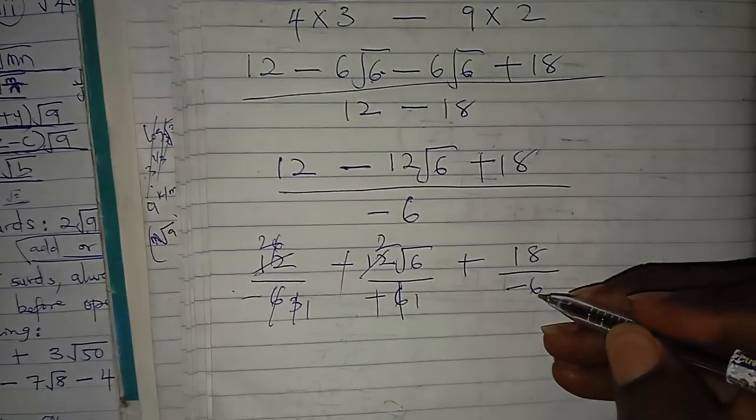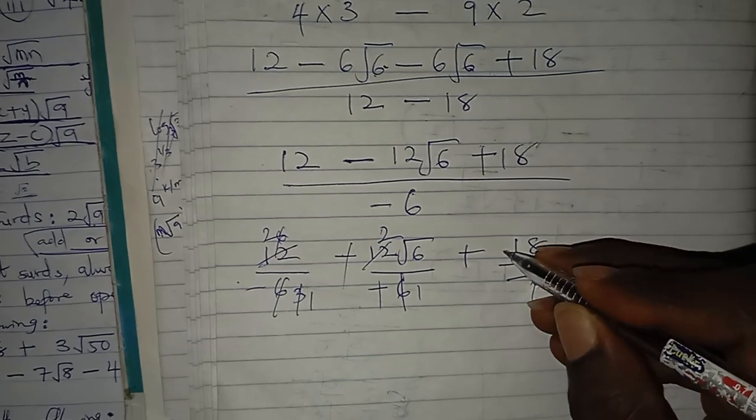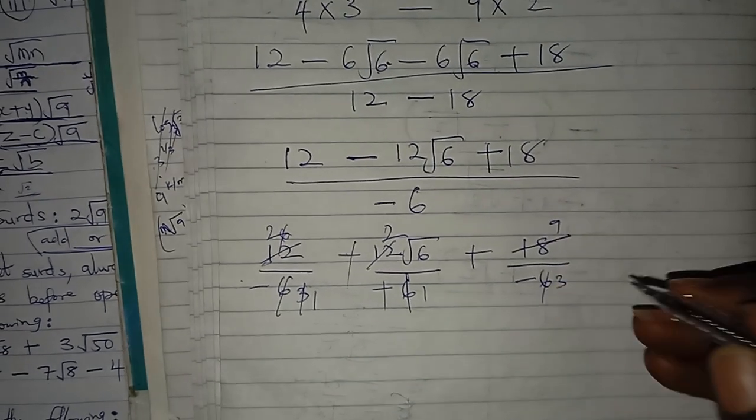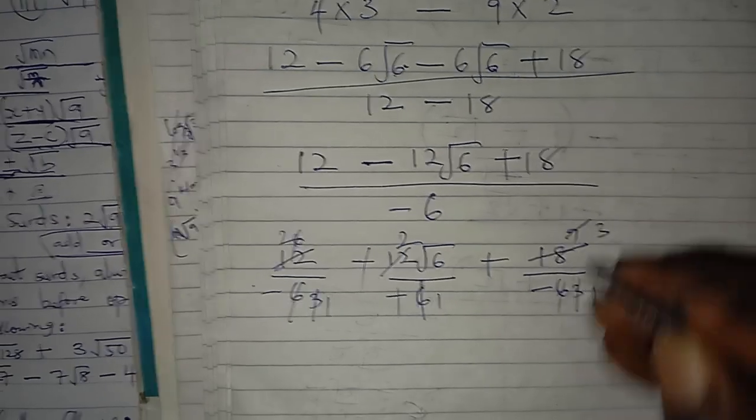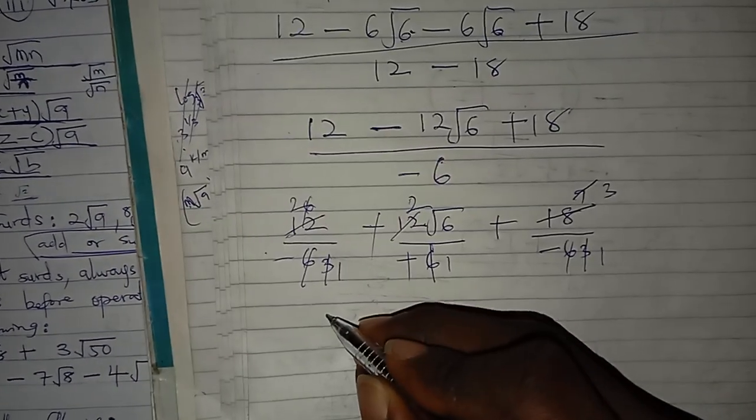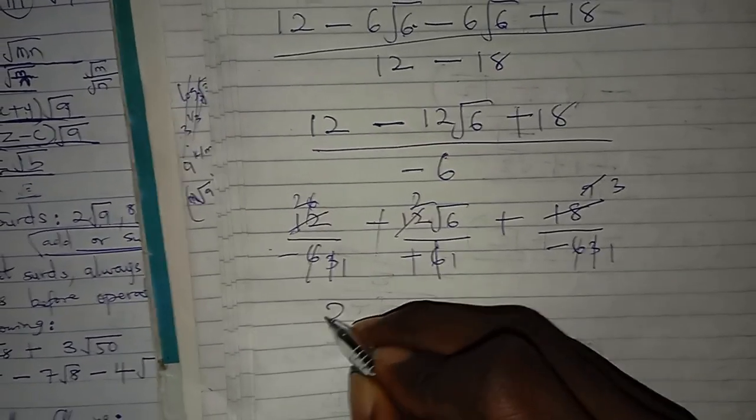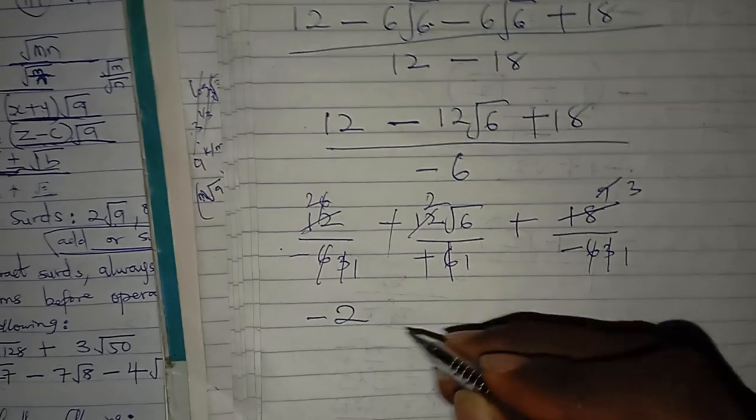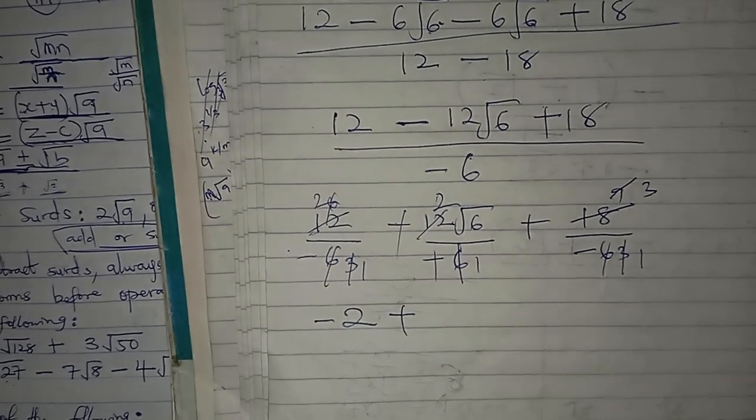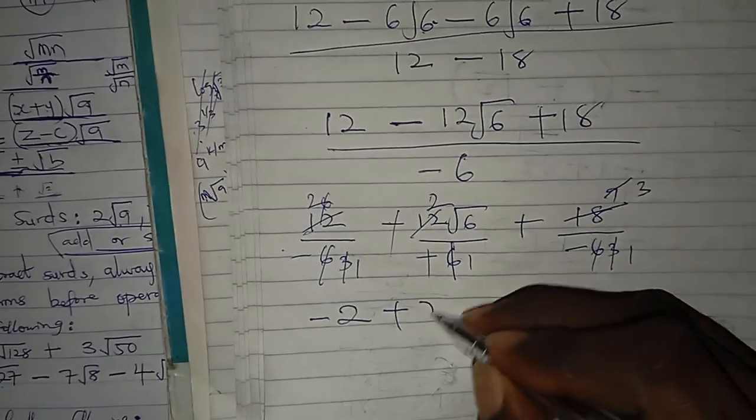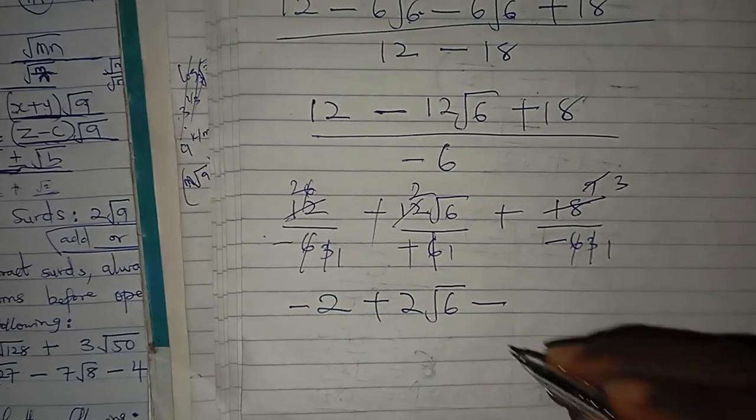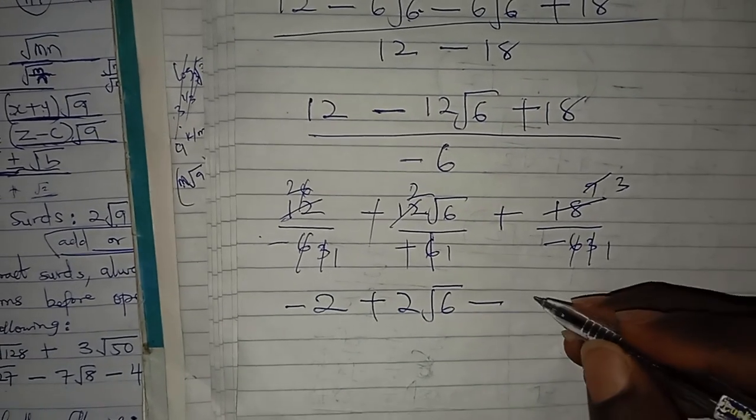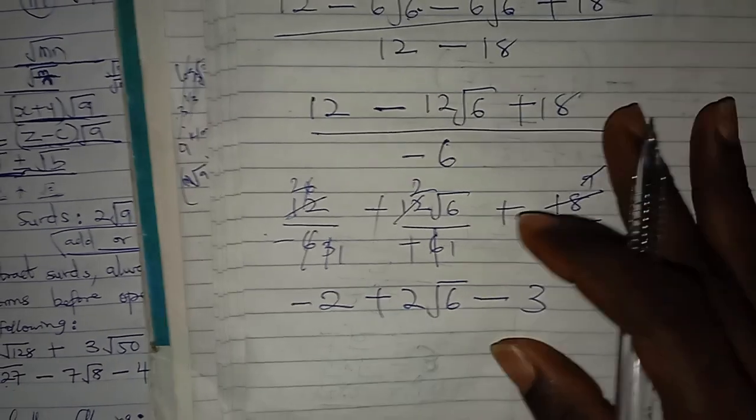Now over here, 2 go here, 3, 2 go here, 9, 3 go here, 1, 3 go here, 3. So I now have 2 minus 2 plus 2 root 6 minus 3.